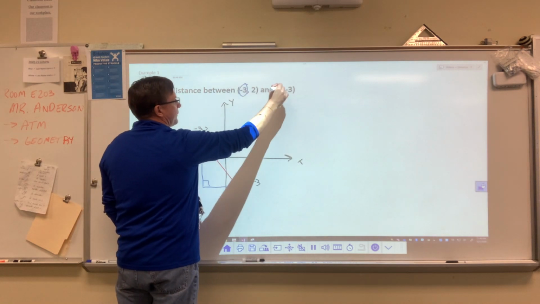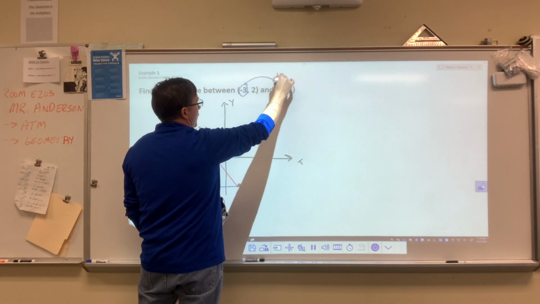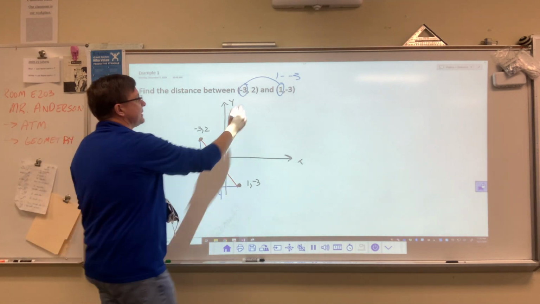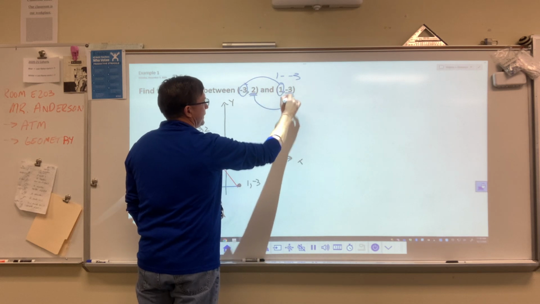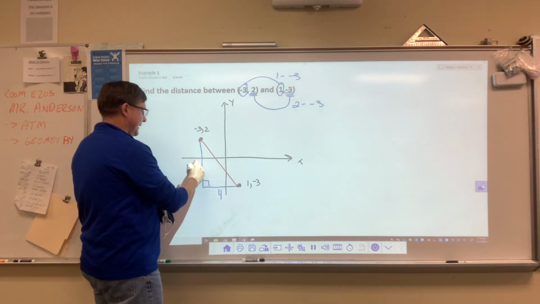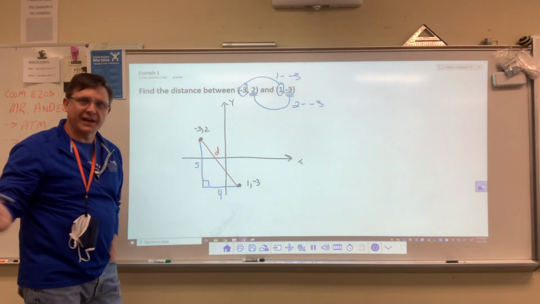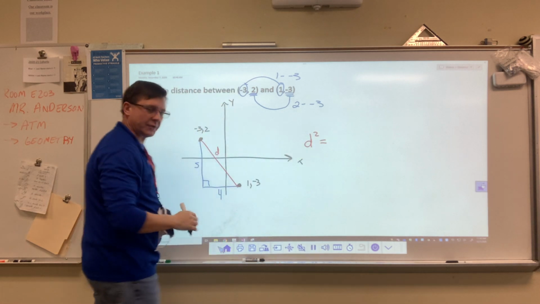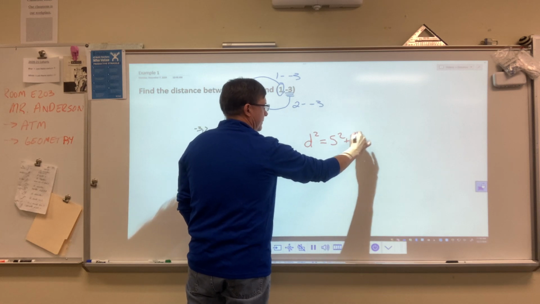I look between negative 3 and 1 for the horizontal, x values. 1 minus negative 3, I have an x distance of 4. I go from 2 to negative 3, 2 plus 3, and I got a vertical distance of 5. And again, D's there. Guys, Pythagorean Theorem, across from the 90 is a hypotenuse, so that has to be alone, D squared equals, and now I do the sum of the legs squared. I'll go 5 squared plus 4 squared.